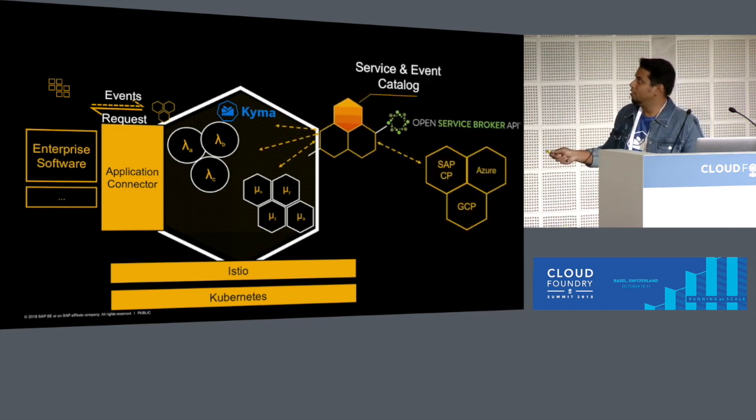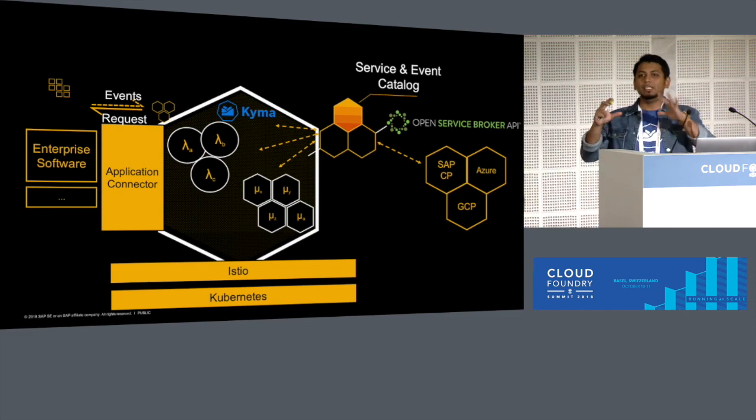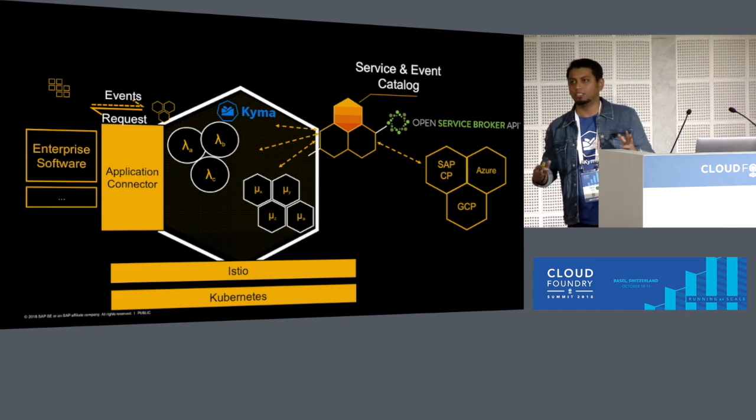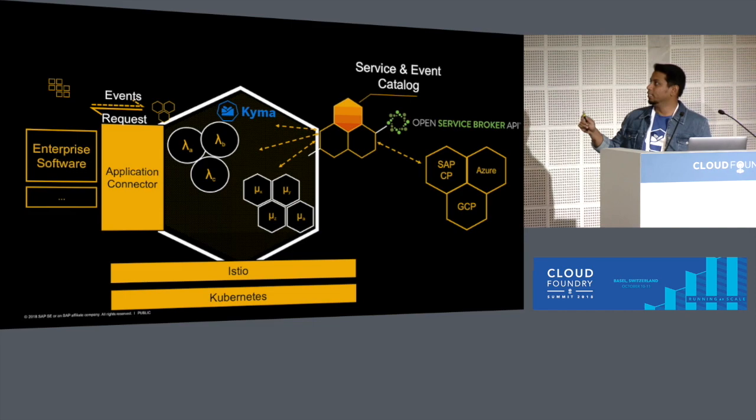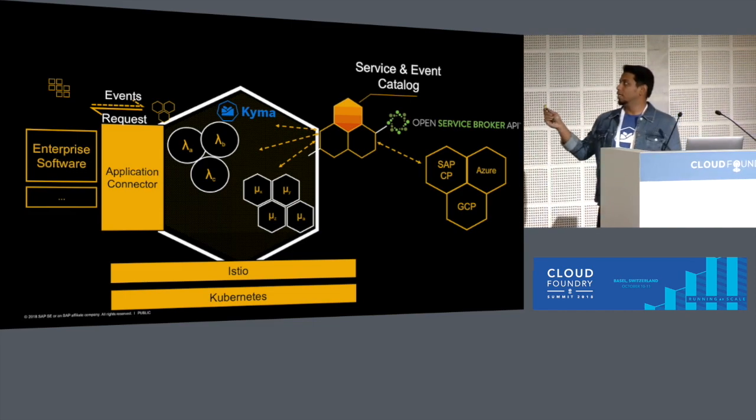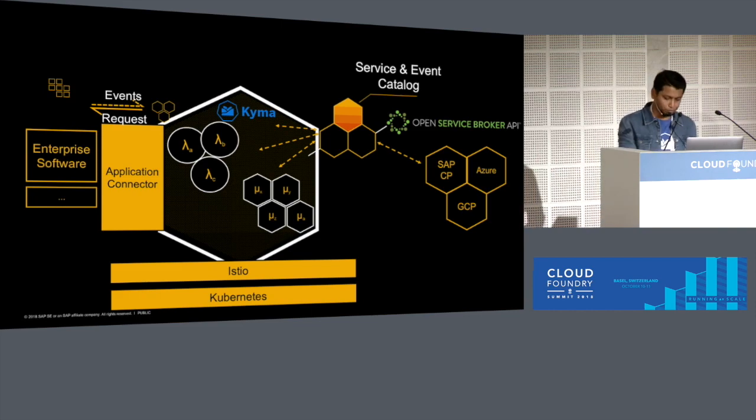And the next piece here is the service catalog. So we said we need an ecosystem of third-party services, right? So that's what service catalog enables in Kubernetes. We'll take a look in detail in the next slide.